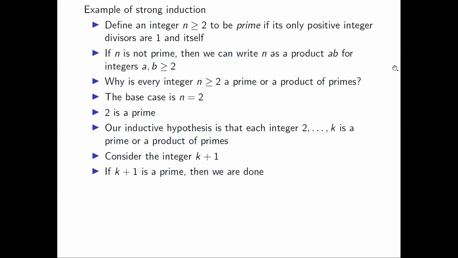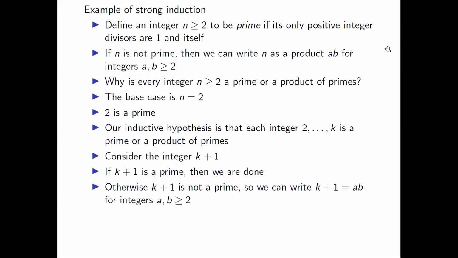We consider a couple of cases for k plus 1. If k plus 1 is a prime number, we're done. Then we have the property we're looking for. Otherwise, we can say k plus 1 is not prime. In the case that it's not prime, we can use the property that we observed in the second bullet on this slide. We can say that k plus 1 is equal to a times b for some integers a and b that are greater than or equal to 2.